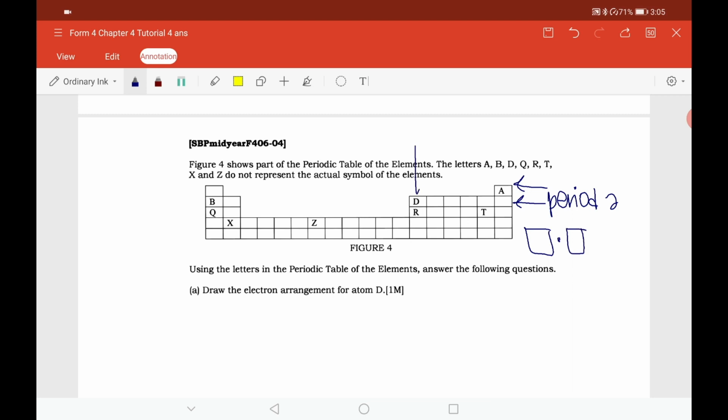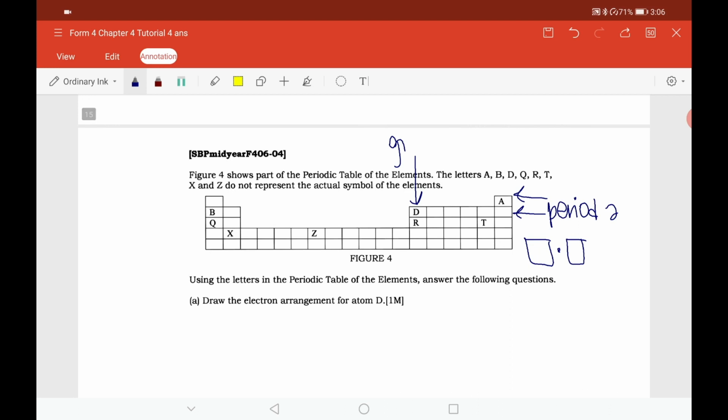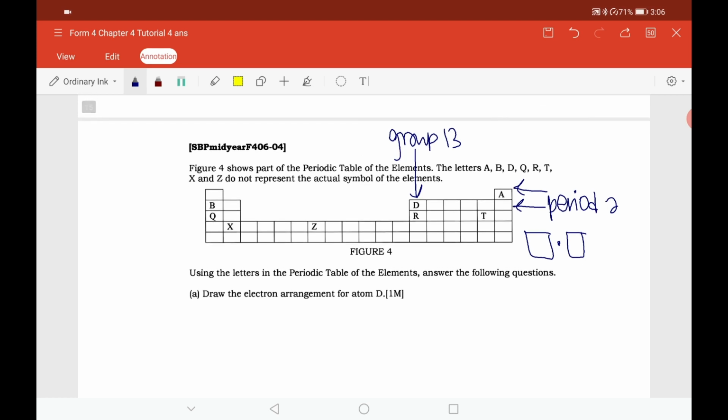Then check the group. Atom D is in group 13. Group 13 means it has 3 valence electrons. So now we know the valence electron should be 3. For the first shell, to make it full, we put 2 electrons. So it's 2.3. Okay, so 2.3 is the electron arrangement.